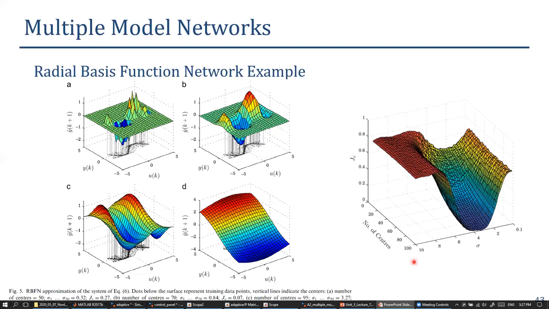And now this is our cost on the validation data, right? We are observing the cost based on the number of centers and how big the sigmas of the validity functions are. And we see that we get the best choice of the centers around 95, right? And the sigma should be around 3.27, 3.3, something like that. In this case, we get the approximation using the radial basis function neural network as shown in graph C.